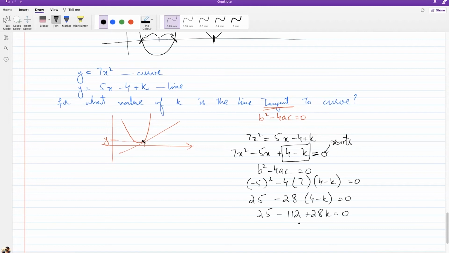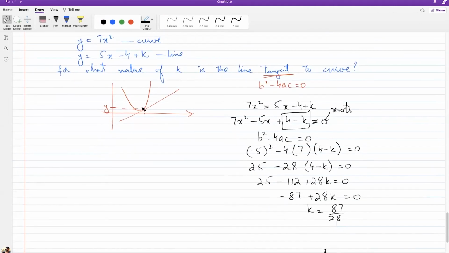So 25 minus 112, that is minus 87, if I'm not wrong. Yeah, minus 87 plus 28k is equal to 0, so k will turn out to be 87 over 28, whatever that value is. That means when k has this value, the line and curve will be tangent. If it is different, it will be another case.